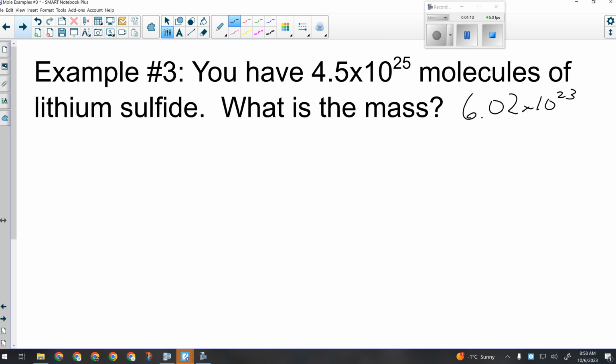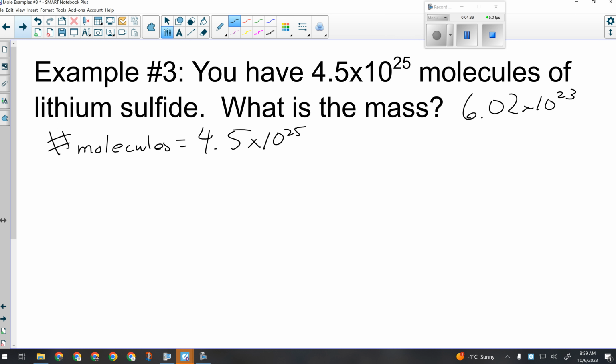I put this one out of order. Every other one I've given you in like 1, 2, 3, 4, and then I switched 4 and 3 on this one just to see if I catch anybody. So we have the number of molecules, 4.5 times 10 to the 25. Is that more or less than 1 mole? More. Yeah, quite a bit more.